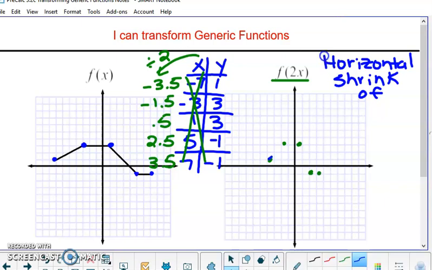And we'll connect the dots. Okay? And it should look like the same shape, but just that it's been shrunk horizontally by 2. It's half as wide. That's pretty much what it looks like. Okay, we're going to look at the domain and range of both of these as well.